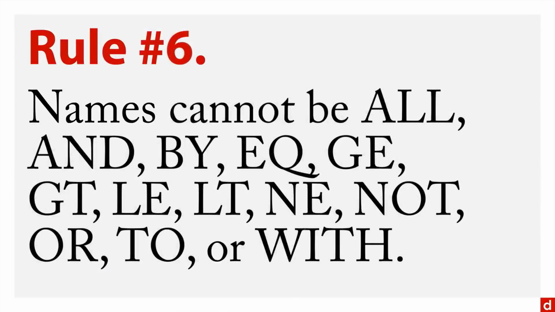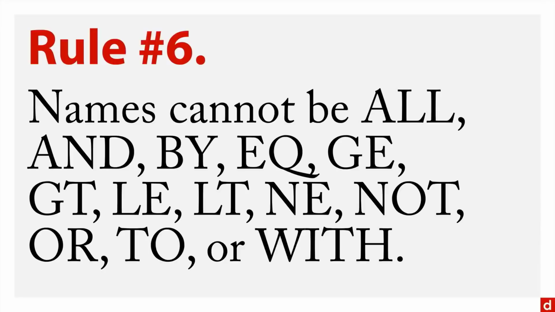And the last rule, rule number six, is the names cannot be any of these words: ALL, AND, BY, EQ, GE, GT, LE, LT, NE, NOT, OR, TO, or WITH, because those are all reserved function names within SPSS. So don't create that confusion. So those are the short names that go at the top of a variable.